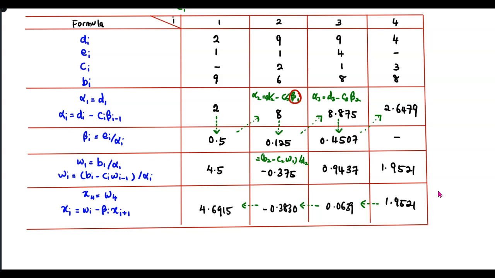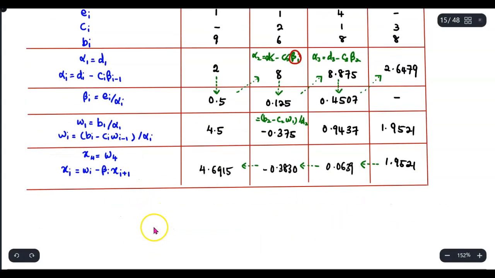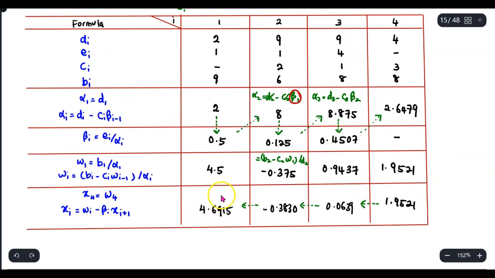So at the end, you don't have to write down one more time what is x1, x2, x3 here, because it is understood from the table here. At the last row, it is understood that these are the values of x1, x2, x3, and x4 respectively. So I think that's all for the Thomas algorithm.